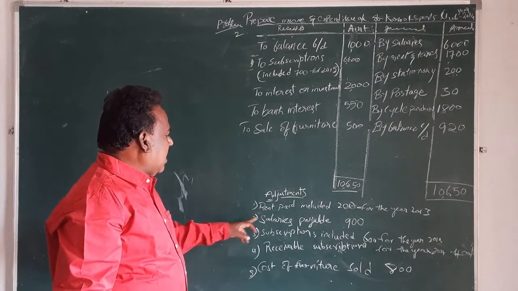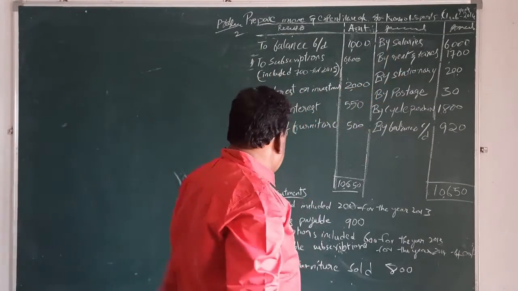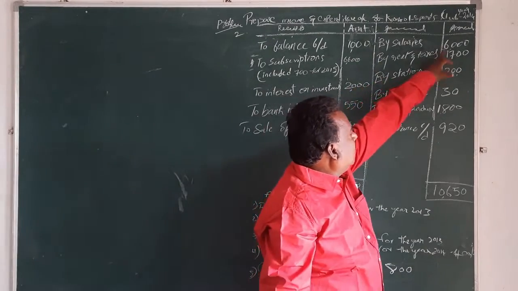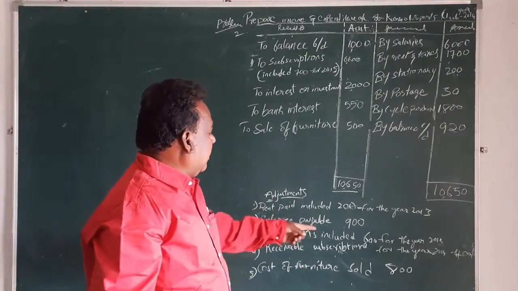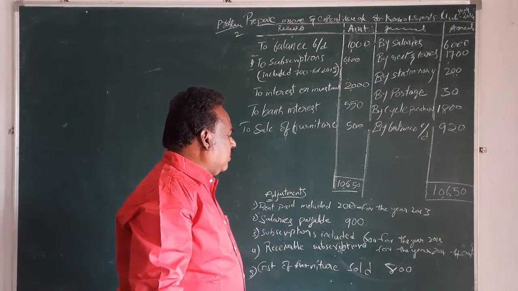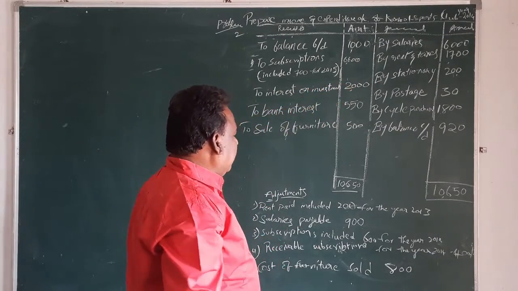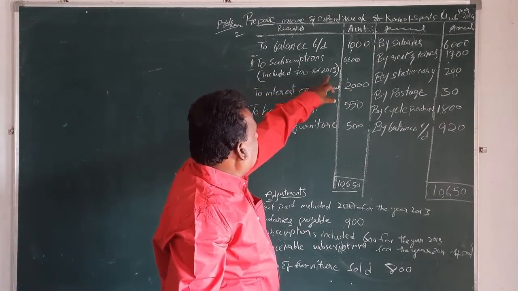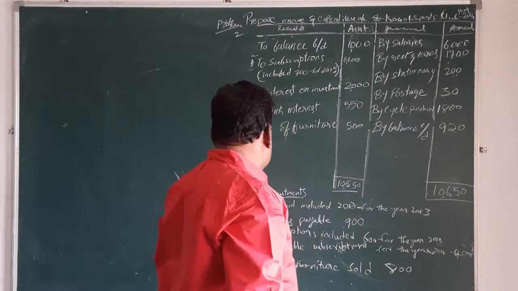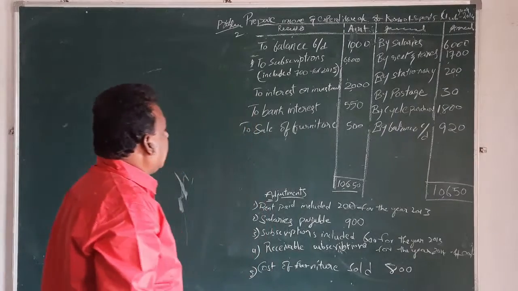Next, outstanding salaries 900 rupees. So salaries are 6,000 plus payable salaries 900. Next, subscriptions included 600 for 2013. So total subscriptions are 6,600, in which 700 is for 2015 and 600 is for the year 2013. Next, receivable subscriptions for the year 2014 are 400. So there are three adjustments.